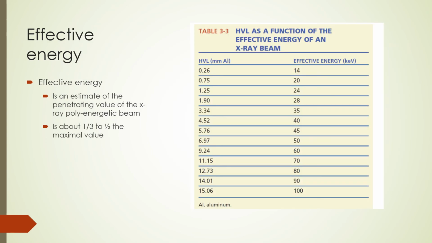remains. When a beam is filtered with a material like aluminum, we can describe the effective energy of the beam. Effective energy is an estimate of the penetrating value of an X-ray polyenergetic beam. It is about 1/3 to 1/2 the maximal value of the tube potential. It can be thought of as the energy of a monoenergetic beam that will have the same effective penetrability as the polyenergetic beam. This table shows the effective energy of different polyenergetic X-ray beams and the corresponding half value layers.